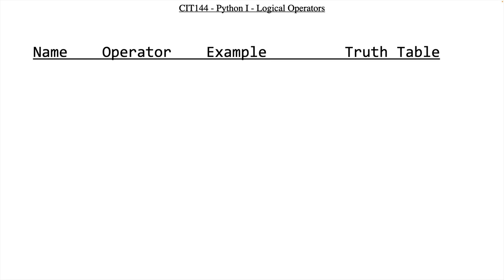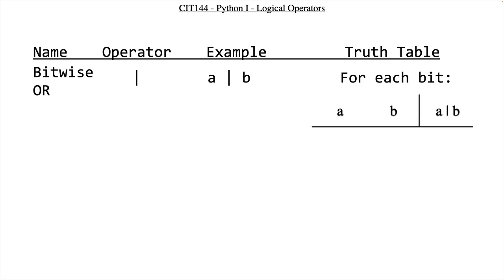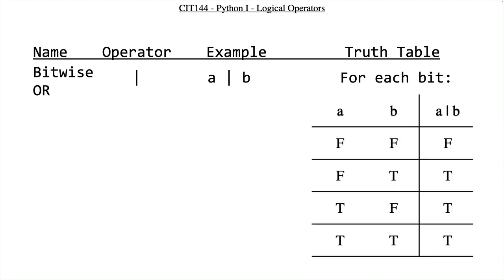We do have a bitwise OR, and the operator for that is the vertical bar, sometimes referred to as the pipe symbol if you come from the Unix world. An example of this is A | B, and again the truth table is going to be the same, except we apply this for each bit pair. Like I said, the truth table is going to be the same as the OR that we talked about before.